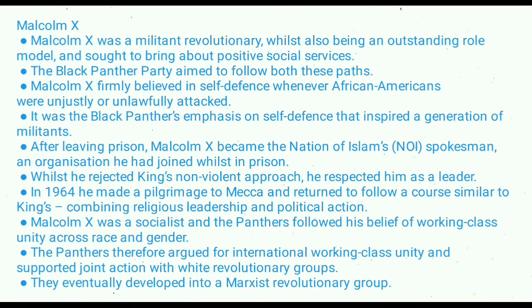a course similar to King's, combining religion, leadership, and political action. Malcolm X was a socialist, and the Panthers followed his belief of working class unity across race and gender. The Panthers therefore argued for international working class unity and supported joint action with white revolutionary groups. They eventually developed into a Marxist revolutionary group.